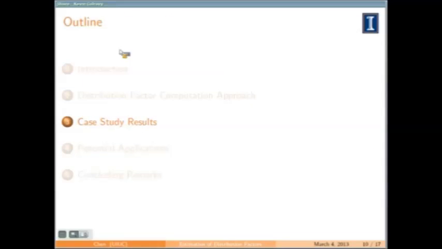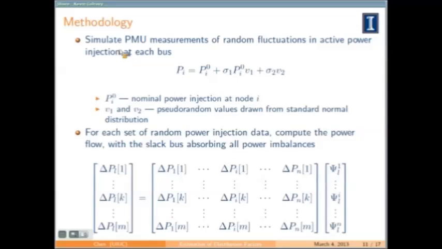And so next we'll present some case study results. To start with, for the simulations, I made up PMU data by creating random fluctuations in power injections into each node. So this is the expression that comes out, where these powers are composed of the nominal power injection at each node i, along with two pseudo-random values that are drawn from a normal distribution, one of which is proportional to the nominal power, and the other one is independent of the nominal power.